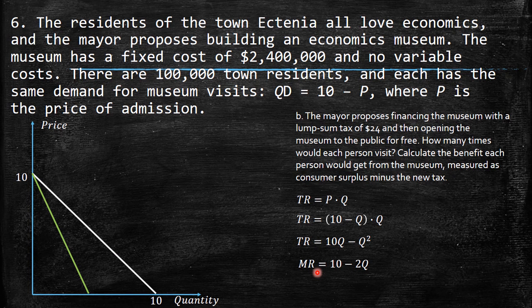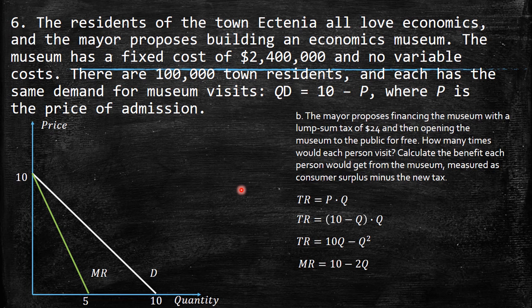So when the quantity is 0, this is going to be 10 again. But when this is 0, it is going to be 10 divided by 2, which is 5. But actually it doesn't make any relevance here, so just skip that if you understand it.